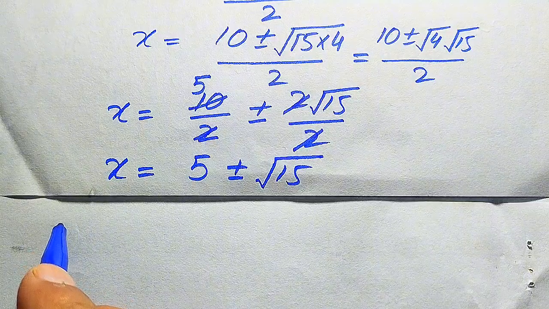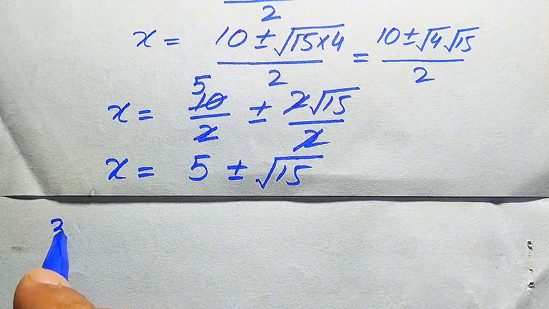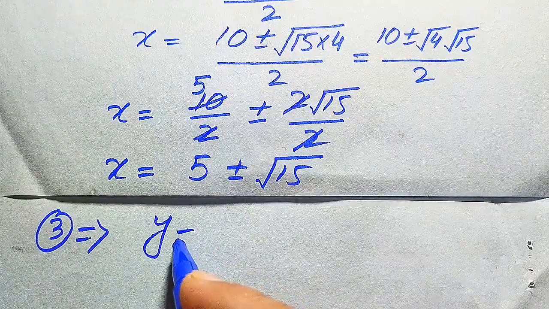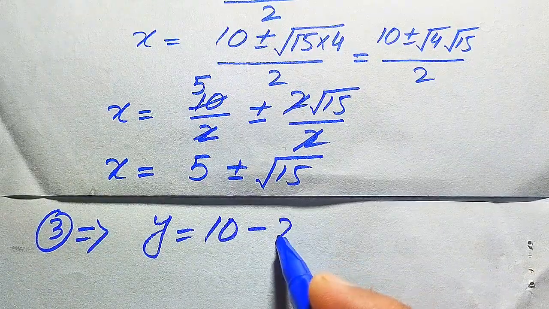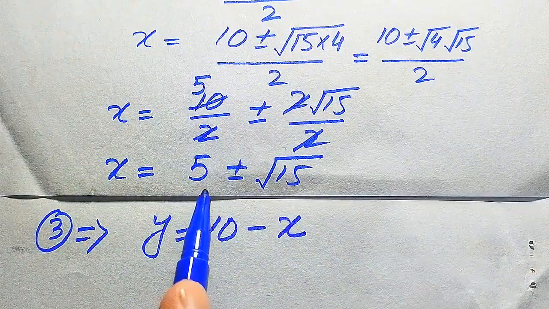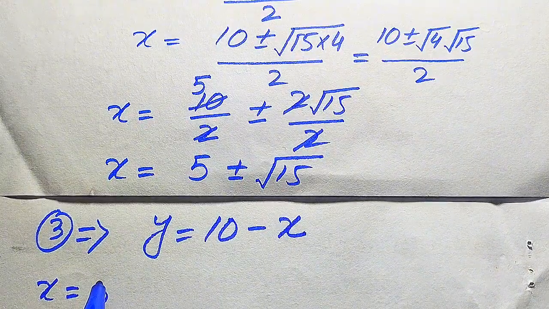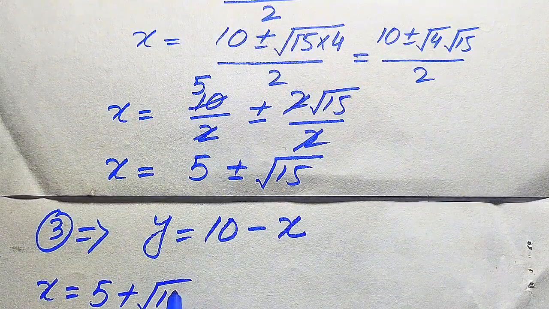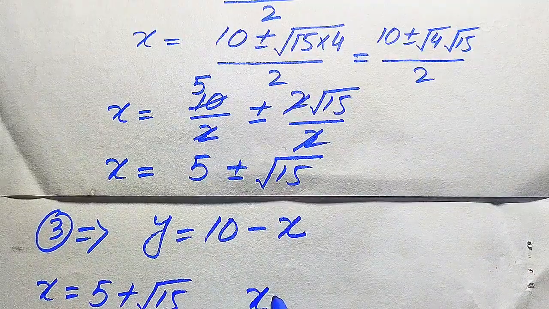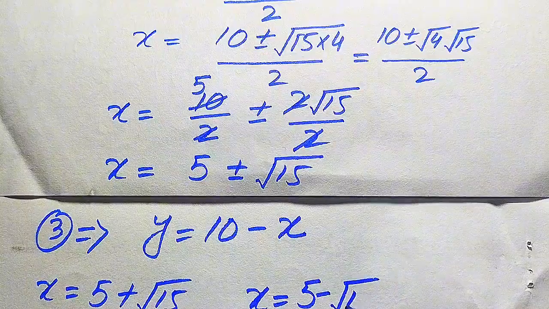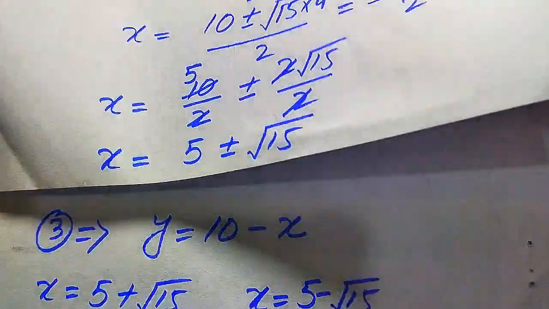So first we need to copy down equation number 3. So equation number 3 implies that y is equal to 10 minus x. And here we write the positive value of x. It is 5 plus square root of 15, and on this side we will write the negative value of x, and it is 5 minus square root of 15.